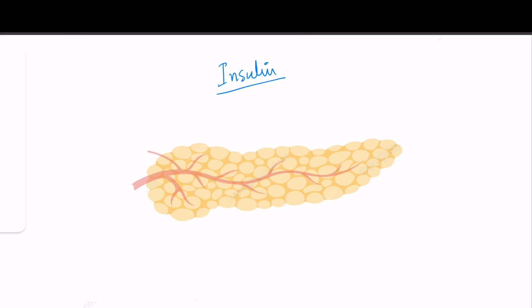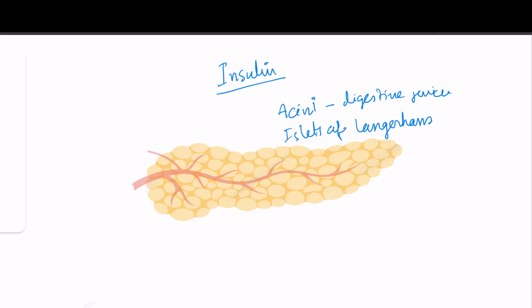The pancreas is composed of two major types of tissue, the acini and the islets of Langerhans. The acini secrete digestive juice, and the islets of Langerhans secrete insulin and glucagon.